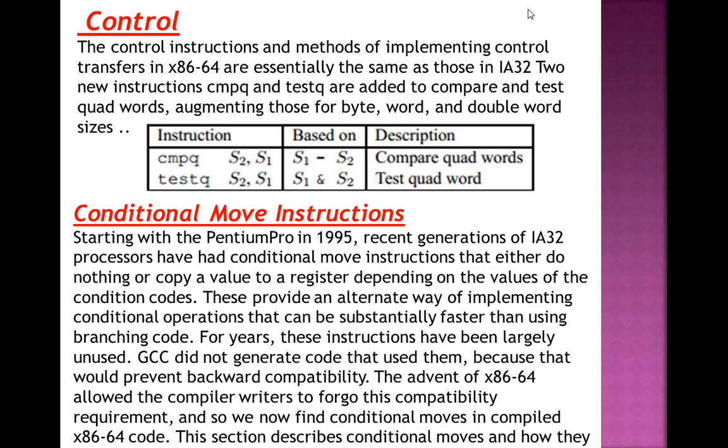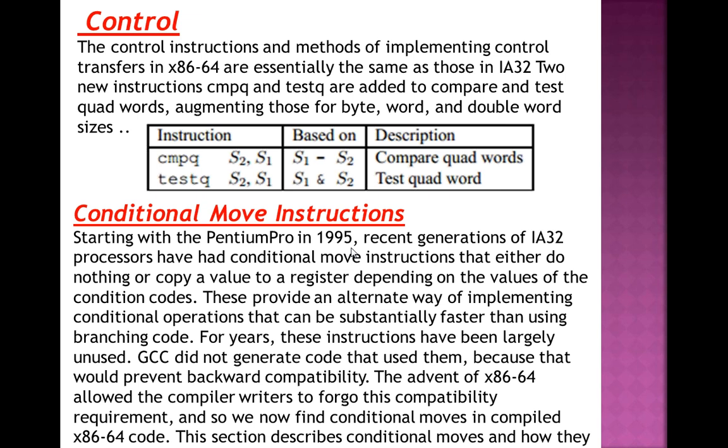So control instructions and methods of implementing control are essentially the same as in IA32. Two new instructions, CMPQ and TESTQ, as I discussed, are added. Next, what is the conditional move instruction? Starting with the Pentium Pro in 1995, recent generations of IA32 processors have had a conditional move instruction.